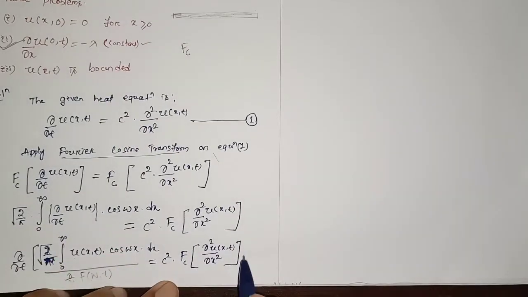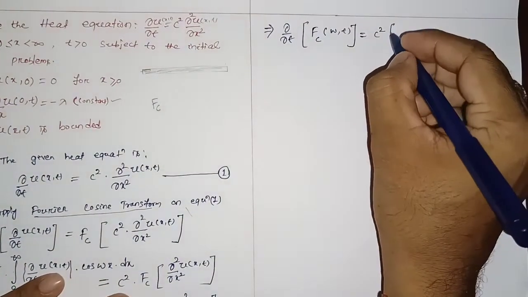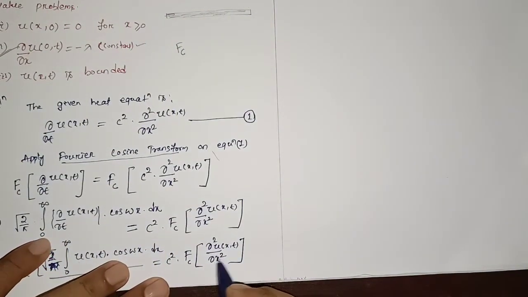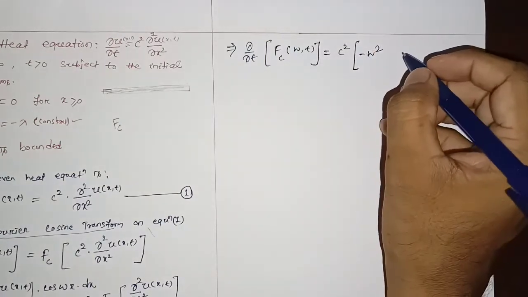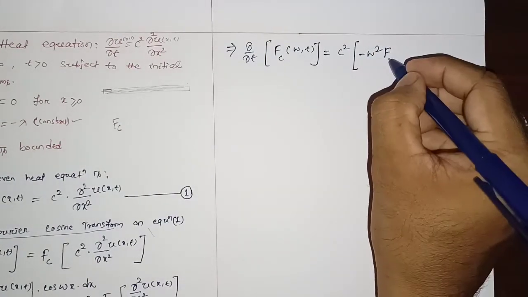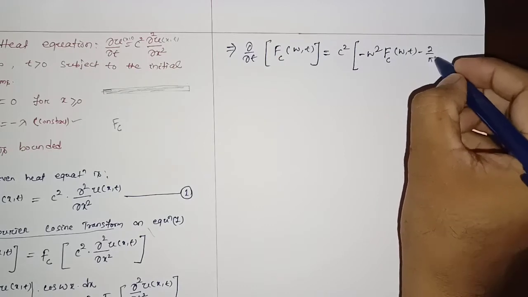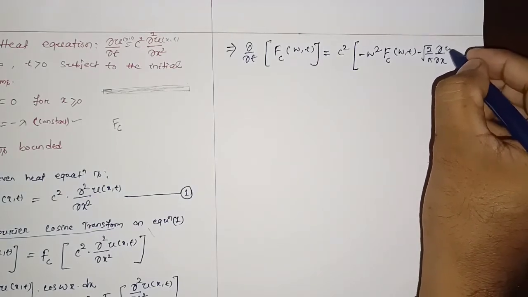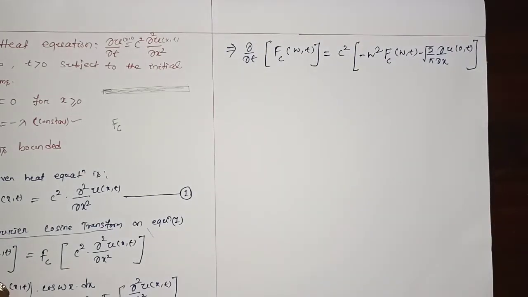Fourier cosine transform of the second derivative will be written as, first I am going to explain it. The Fourier cosine transform of the second derivative of u with respect to x will be minus omega square capital F c omega t minus root over 2 by pi del by del x of u of 0, t.